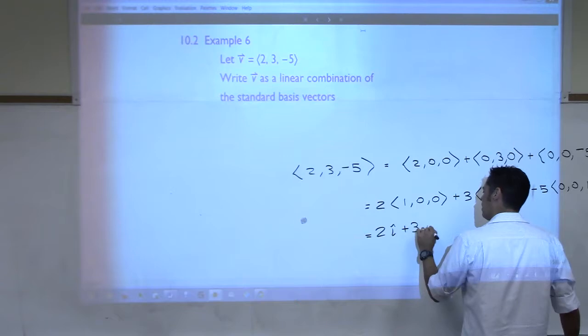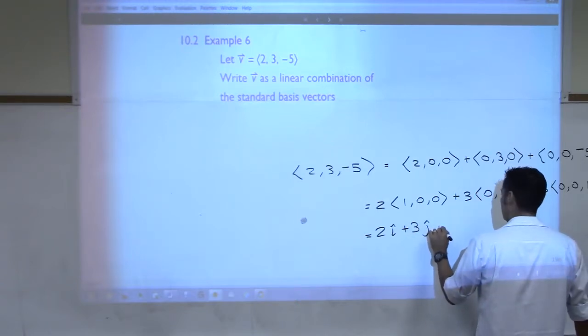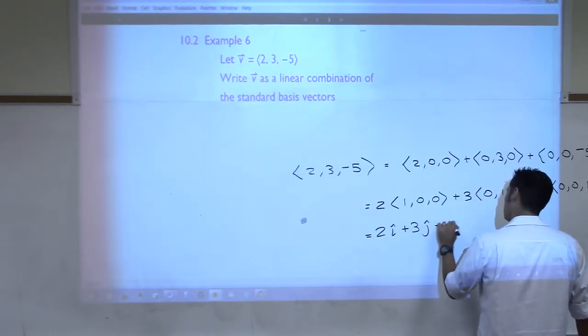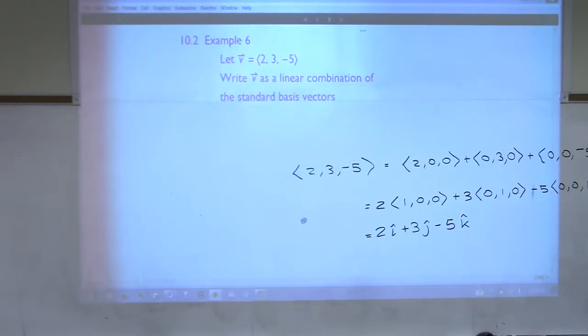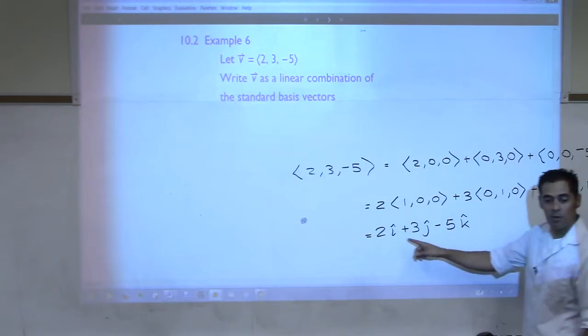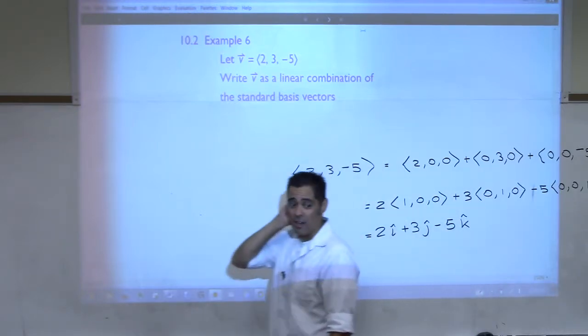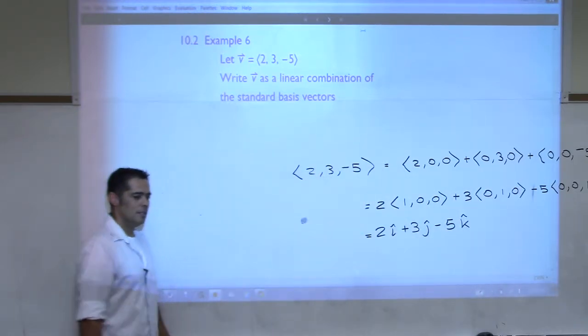Do they say something other than j hat? Do they say ijk? Okay. I've also seen it as E sub 1, E sub 2. Okay, E sub 1. Yep. That's more linear algebra-ish to have E.